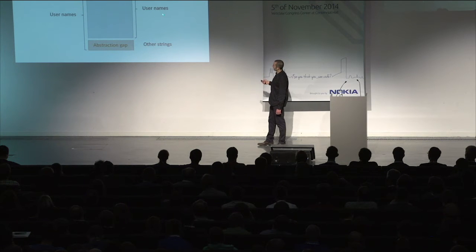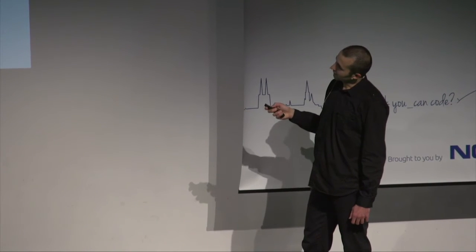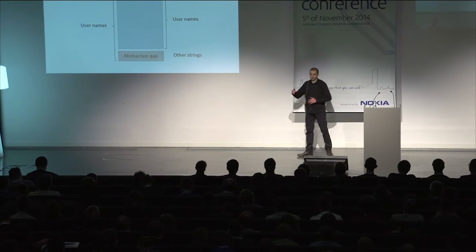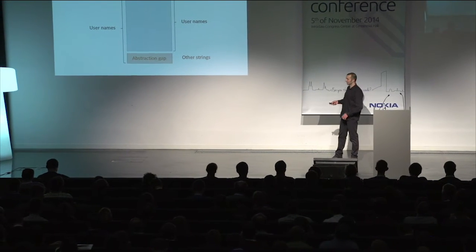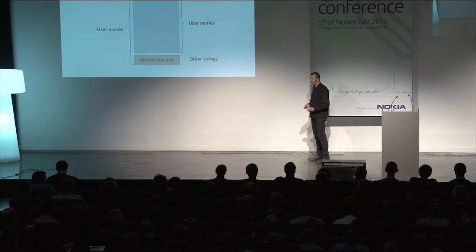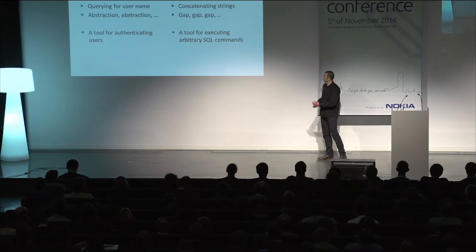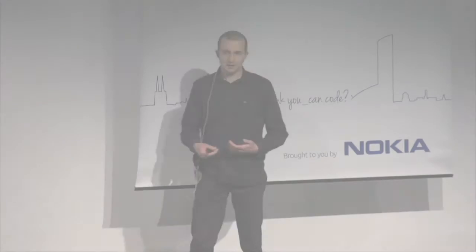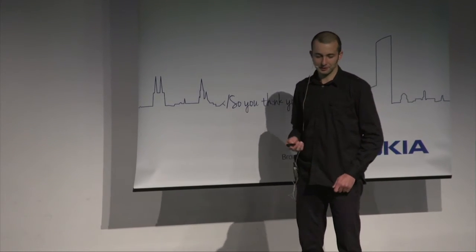But the real world that the hacker sees is that only some of it is the abstraction, the username, and there is this abstraction gap, which you are probably not prepared for, and what he can exploit. If there are more layers of the application, there are more of these gaps, and every one of these gaps is a chance for a hacker to do something you don't want. So you may think you are passing usernames, the guy sees just sequences of characters. You think you are querying for your username, he just sees concatenation. You see all these abstractions, the hacker sees all the gaps. In the end, you think you've built a perfect tool for authenticating users, but the hacker has a perfect tool for executing arbitrary SQL commands.